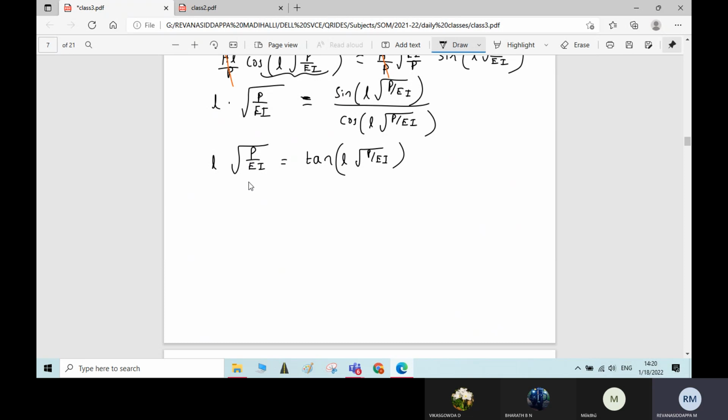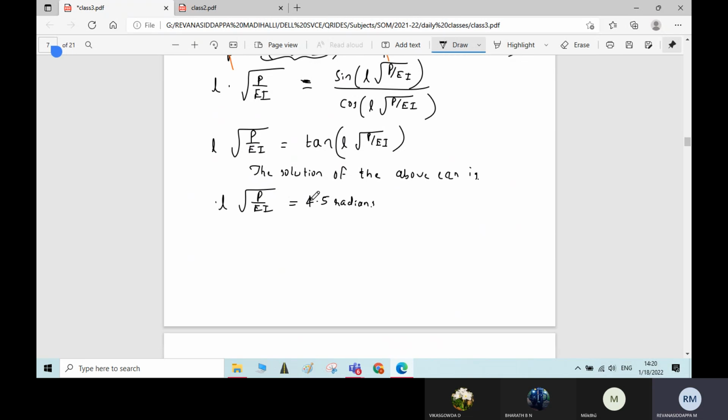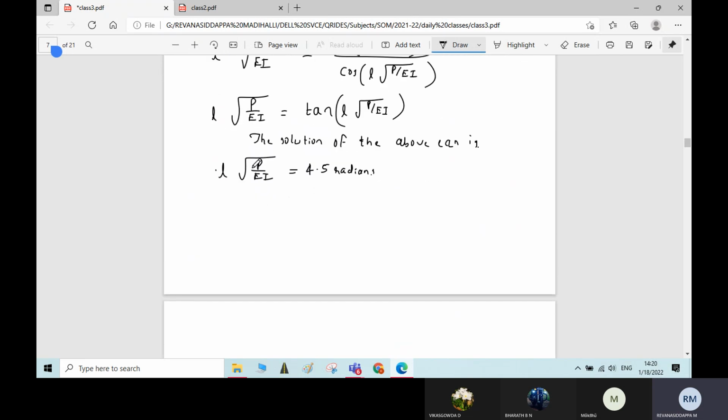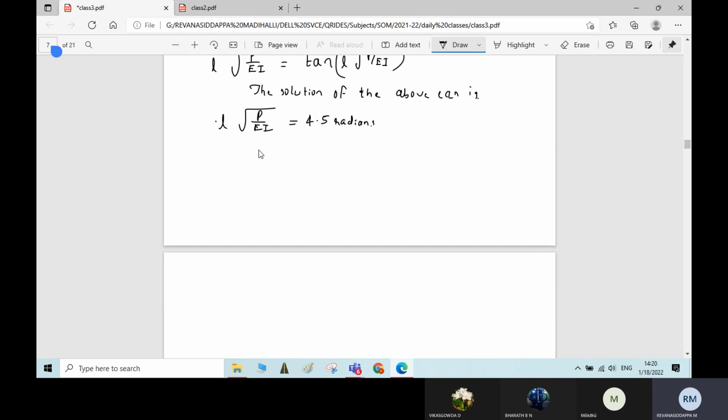Now the solution of the above equation, you need to remember this: L root P by EI is equal to 4.5 radians. You need to remember this term, students. If you find the solution of this particular equation, we get L root P by EI equal to 4.5 radians. Just hold for 2 minutes, I'll complete these derivations and you can join for the next class.